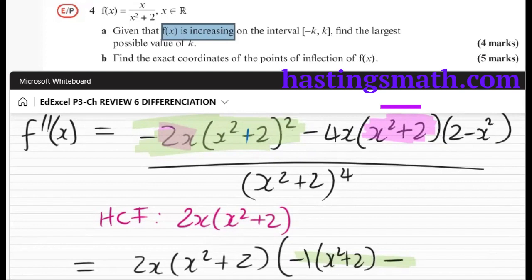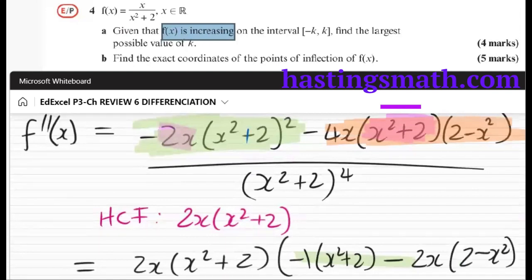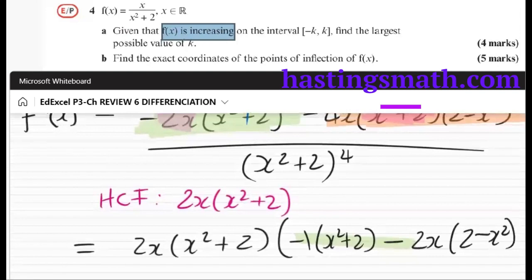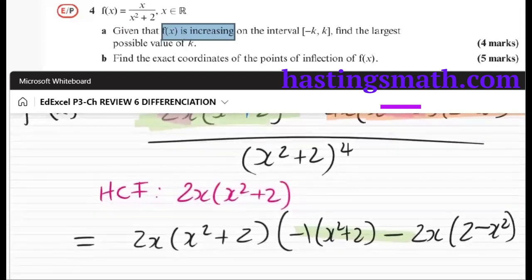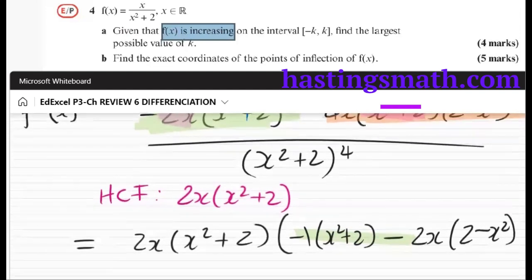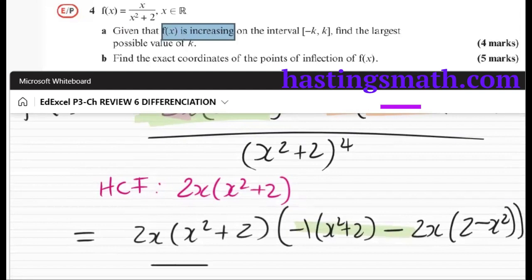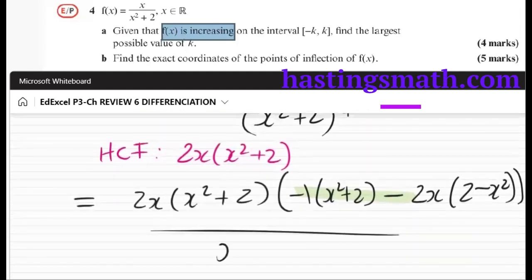Then from the second term, we took out 2x, x squared plus 2. So the whole x squared plus 2 is out. We've got 2x left over. It was 4x, now it's 2x. And we have 2 minus x squared. Oopsie, left over. Yes, that's correct. All over x squared plus 2.